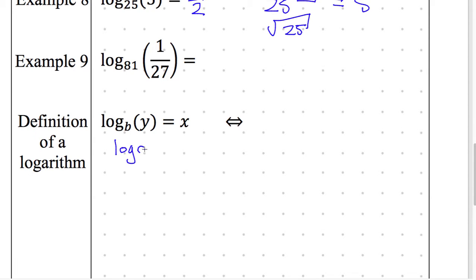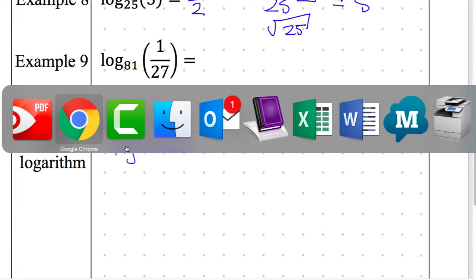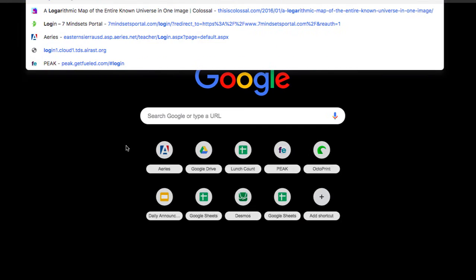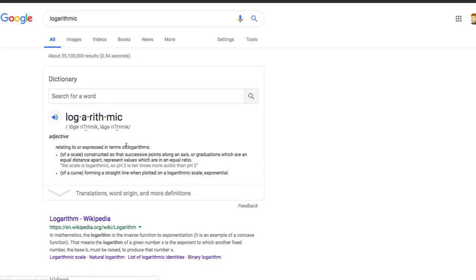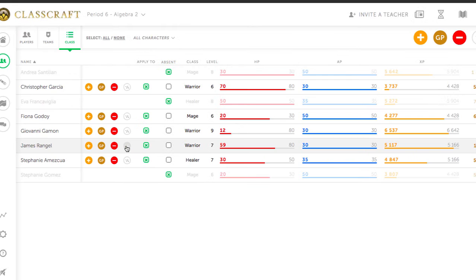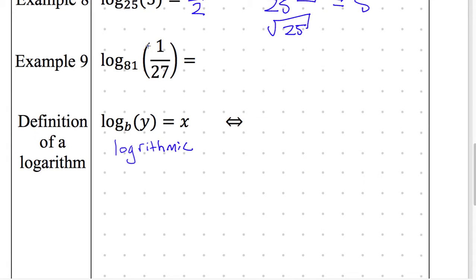I think it's logarithmic. It might have an A in there. Maybe I should do a spell check. Let's Google it. Logarithmic. Okay, it does have an A in there. Sorry about that. Logarithmic form. And then I want to convert this to exponential form.